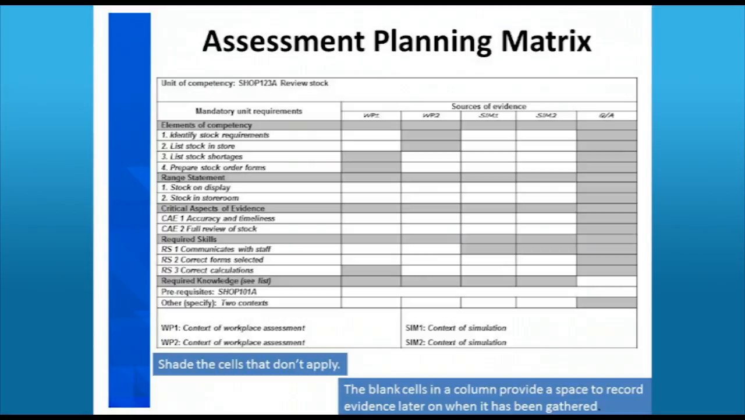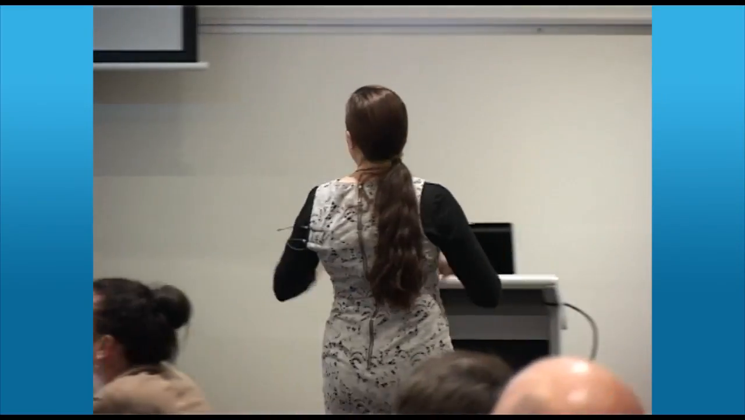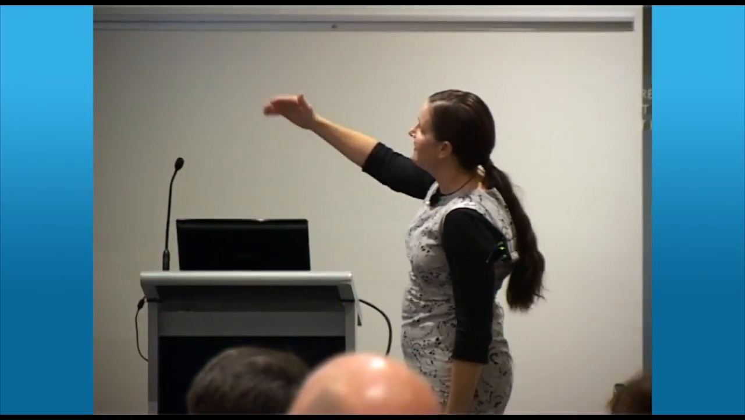I'm going to have a workplace project 1, workplace project 2, a simulation 1, a simulation 2, and a question and answer. So then you're going to shade those cells that don't apply, and the blank cells in the column provide a space to record the evidence. So what we're trying to do is keep everything in one nice process that flows through, so you don't have to start thinking about creating things in a random order that you're not necessarily going to meet that unit of competency.